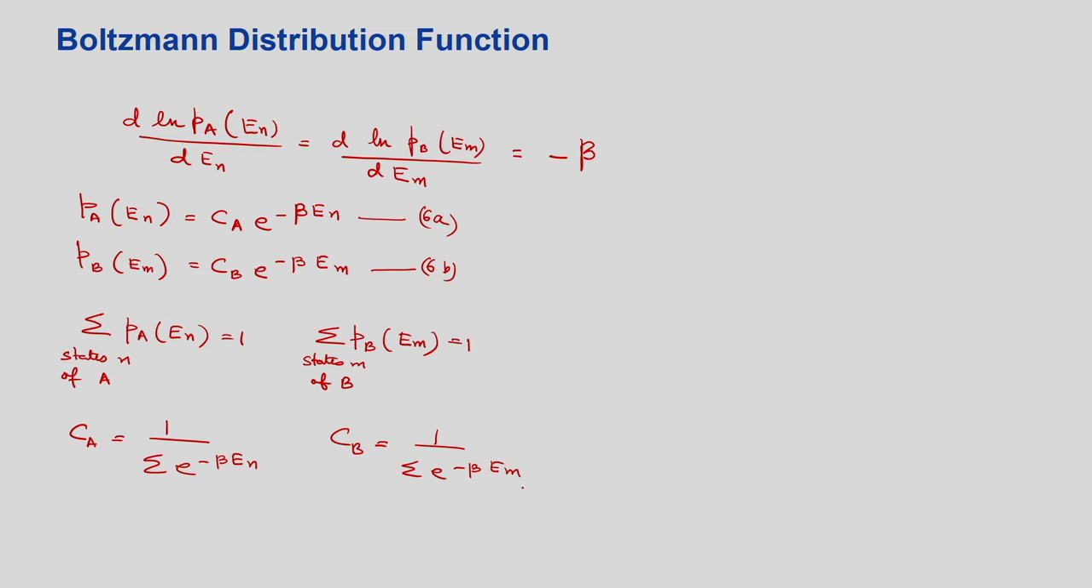So n and m are the indices. You know n is nothing but all the states n of A, and these are all the microstates m of B. So we now got some constants. What is this? This constants Ca and Cb we have now obtained. So we have taken the summation on both sides and we got constants Ca and Cb.